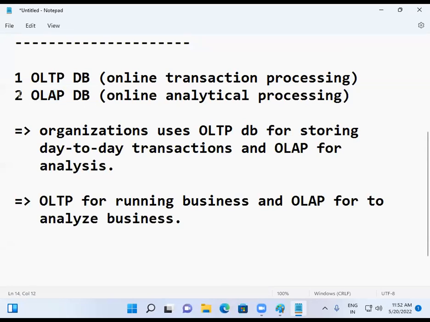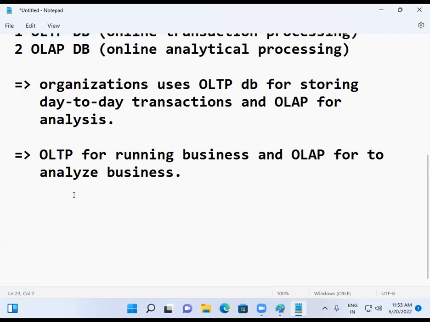Since OLAP is storing historical data, we can use it for analysis, but we cannot use OLTP for analysis because it stores only current, present data. Based on present data, you cannot do analysis. For analysis, history is required. This database stores historical data. Understood now why we can't use OLTP for analysis?